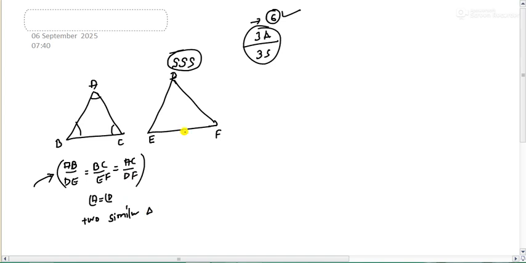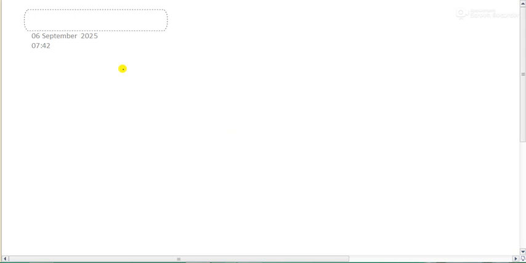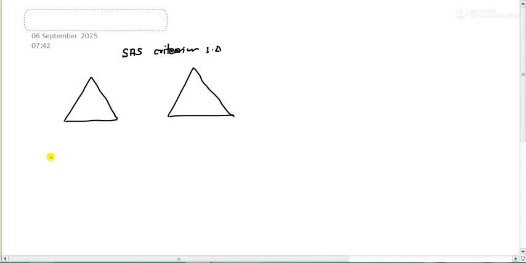This is the second condition. The first one was based on angles, where angles are given. In the second condition, sides are given. Any doubt? So the third one is known as SAS. What is it? Yes, the SAS criterion of similar triangles. See, this is very important. Two triangles are given. Now what is this SAS? It means side angle side.